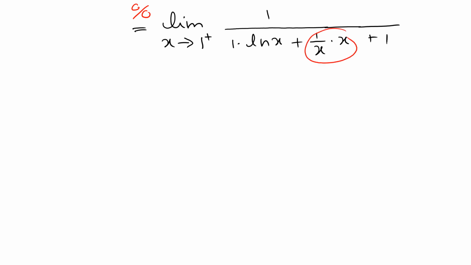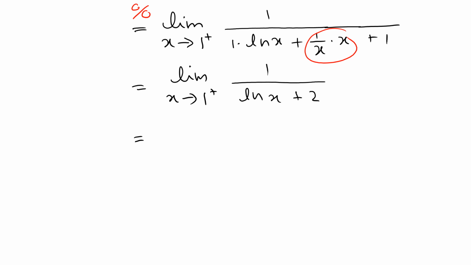So that means this is simply going to be the limit as x goes to 1 plus of 1 over ln x plus 2. That means when x goes to 1 plus, this term goes to 0. So the answer becomes simply 1/2. Very interesting. So you get 1/2 for this one.